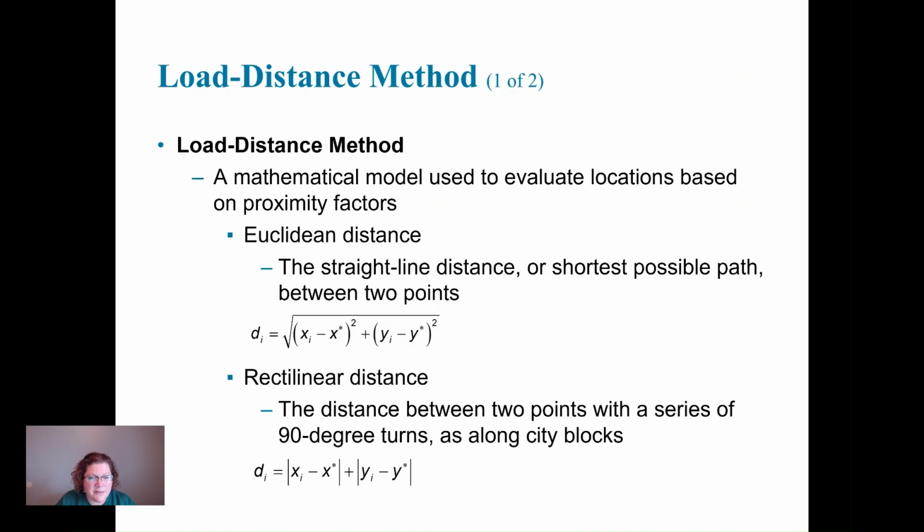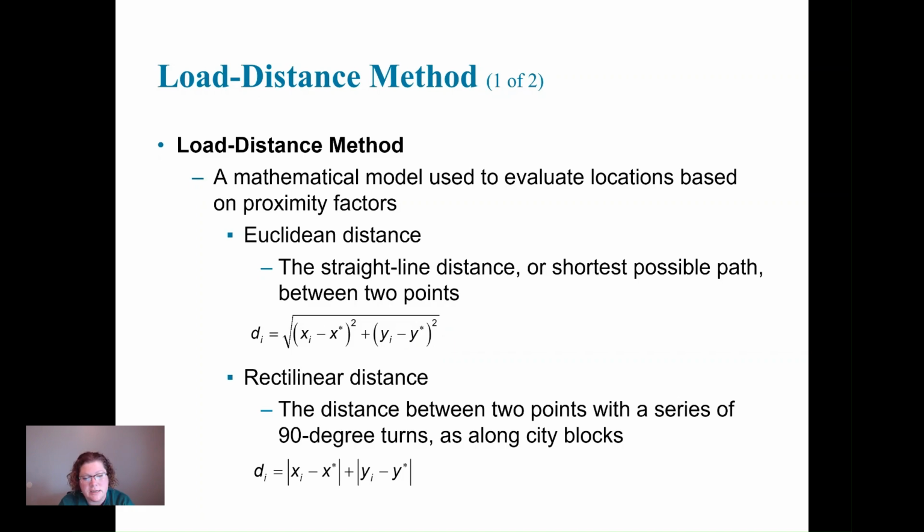There are two different types of distances we can use when calculating load distance scores. The Euclidean distance is a straight line distance. So it's basically what I would call a bird's eye view, or as the crow flies between two different locations, which is simply the square root of your two x locations squared plus the two y distances squared. So you have this straight line factor that's giving you Euclidean distance.